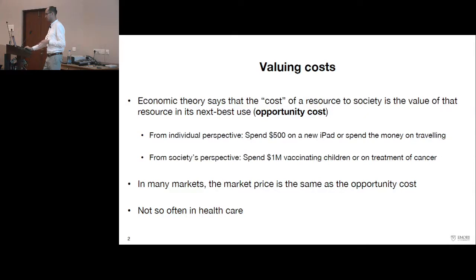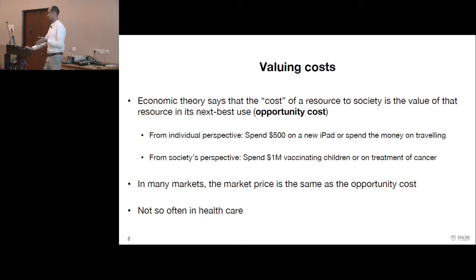So let's first quickly talk about how we value costs. In economic theory, we say that the cost of a resource to society is the value of that resource in its second best use. It's a so-called opportunity cost.